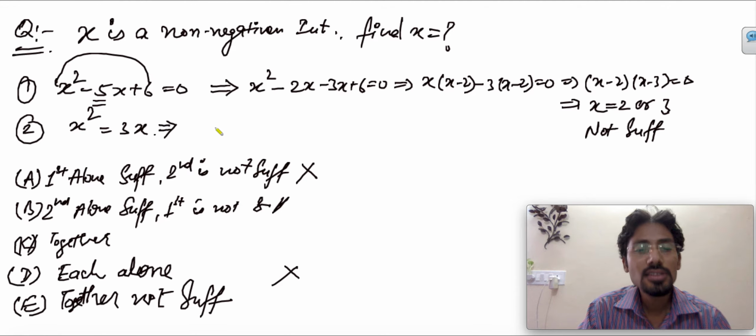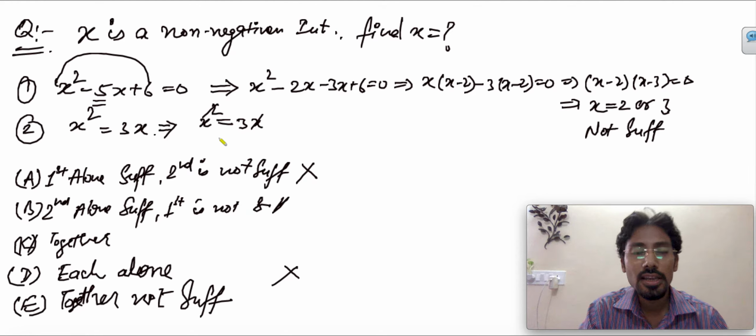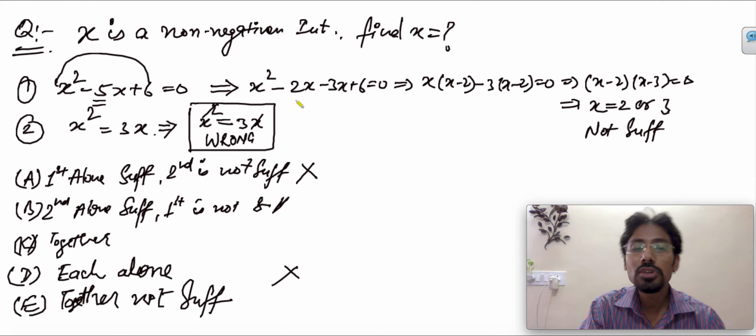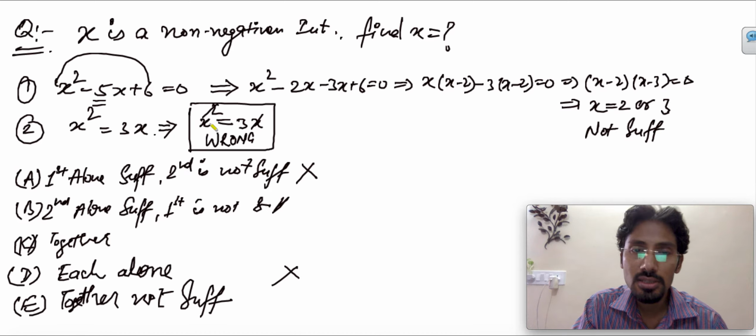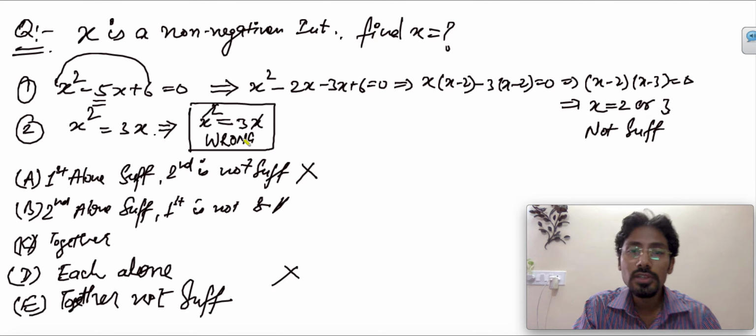Some of us answer the second statement in this way. x squared is equal to 3x, so x cancelled out and x is equal to 3. You can quickly write that this will be a wrong thing to do, especially in this question. Why? Because when you cancel out the variables like this, the possible solution of x, which could be 0 as well, also gets eliminated.